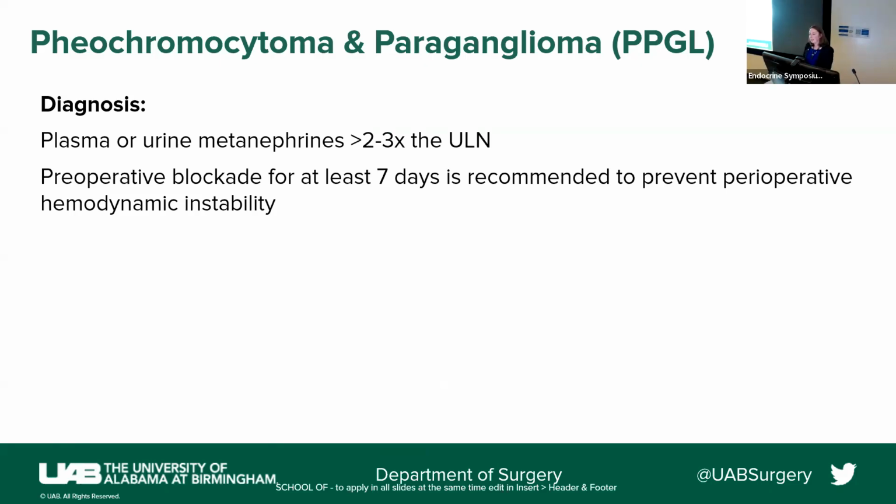We want to see a plasma or urine metanephrine 2 to 3 times the upper limit of normal in order to feel comfortable that this is truly a pheochromocytoma. We do tend to block the patients typically first with an alpha blocker and then a beta blocker.